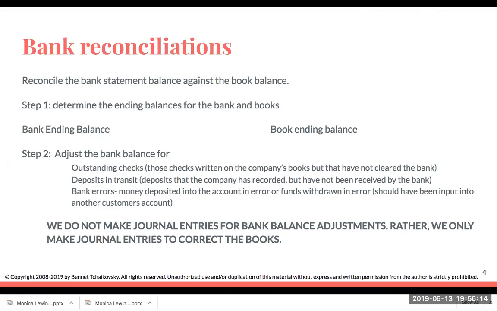The first one is an outstanding check. What is an outstanding check? It is a payment that I've reflected on my books, meaning I sent the vendor a check, but the vendor has not yet deposited that check with the bank. So this is a check that's written on our books but has not yet cleared the bank. Another one is a deposit in transit.